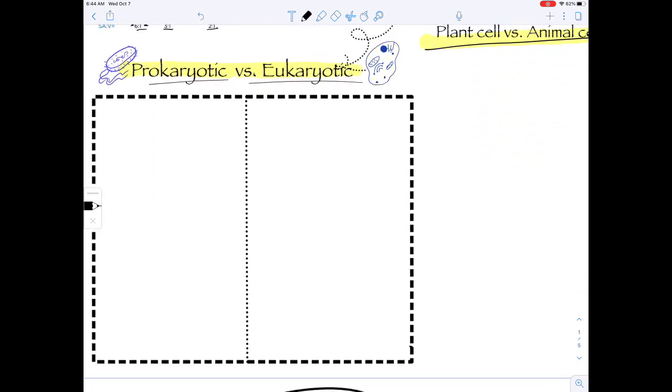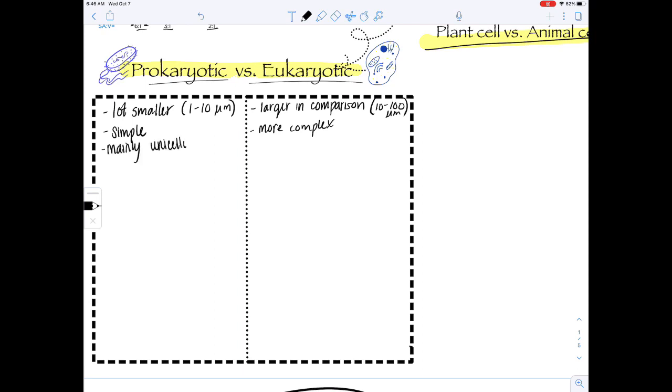So let's look at our prokaryotic versus eukaryotic. So the word pro comes from before. So prokaryotic are the ones that were the cells we had before we had eukaryotics, just like we talked about in the theory of endosymbiosis. Your prokaryotic cells are going to be a lot smaller, so these are between 1 to 10 micrometers. Our eukaryotic cells are a lot larger, between 10 to 100 micrometers. Prokaryotic are simple, whereas eukaryotic are more complex. Our prokaryotic are going to be mainly unicellular, whereas our eukaryotic are mainly multicellular.